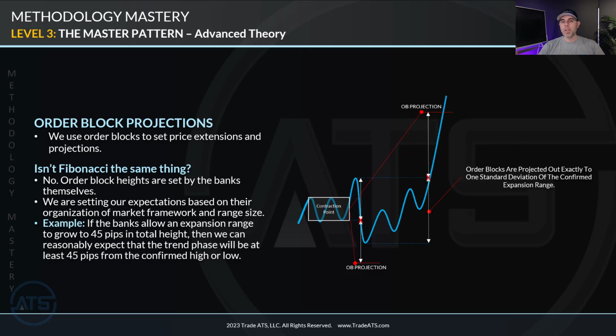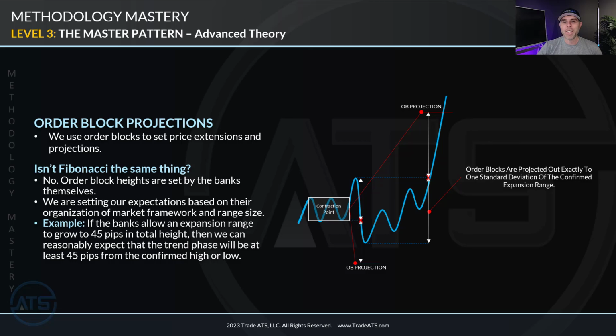Now, you might be thinking, well, isn't Fibonacci the same thing? No. Order block heights are set by the banks themselves, by the bank's range. Fibonacci's can sometimes be set arbitrarily based off of any given high or low. So we're setting our expectations based on the bank's organization of market framework and range size. An example of this, if the bank allows an expansion range to grow 45 pips in total height, then we can reasonably expect that the trend phase will be at least 45 pips from the confirmed high or low.